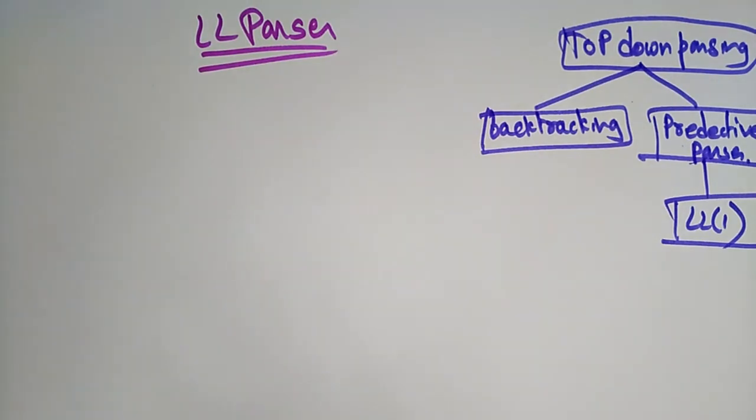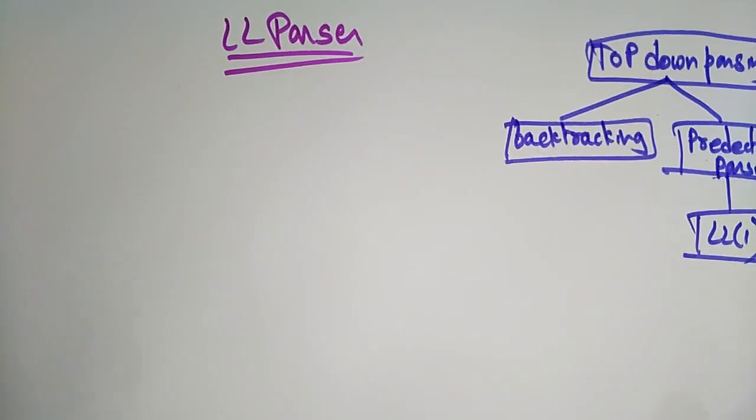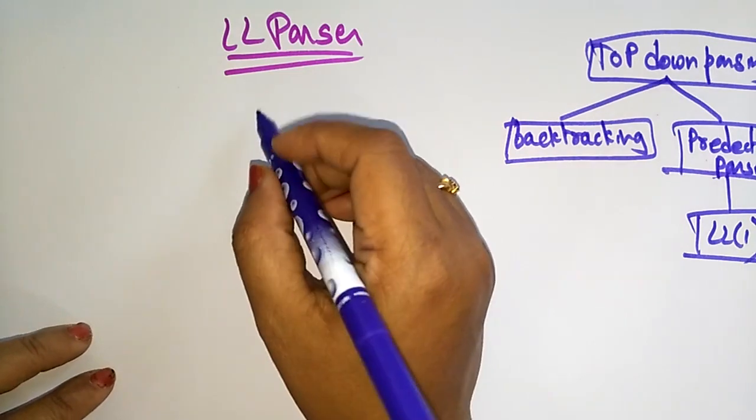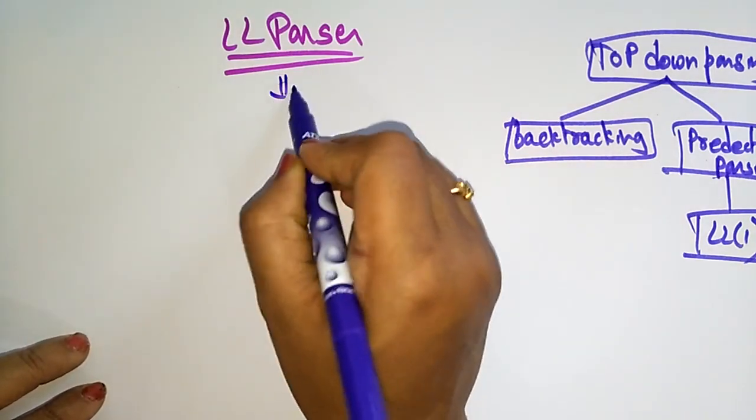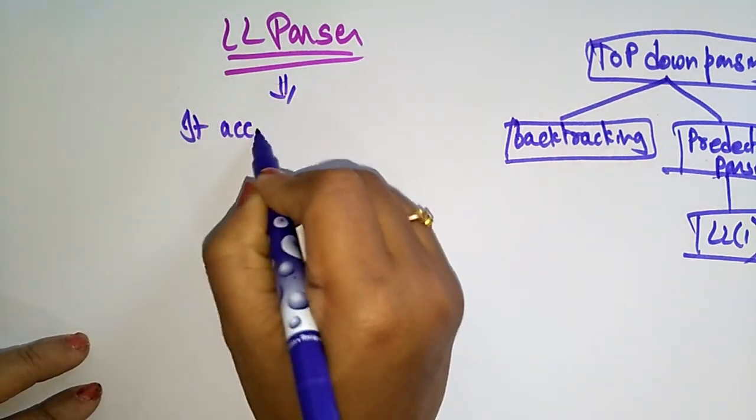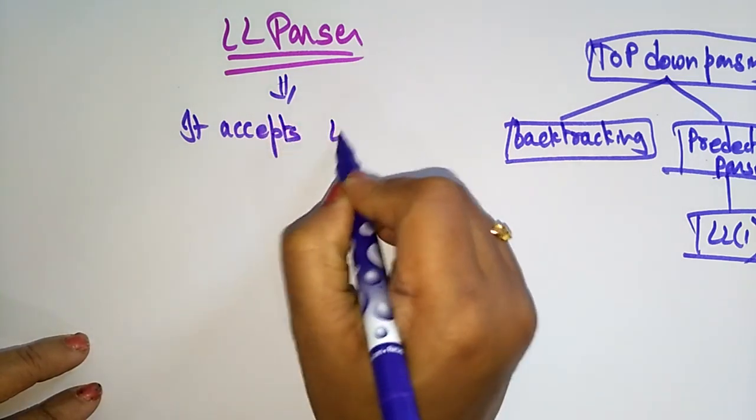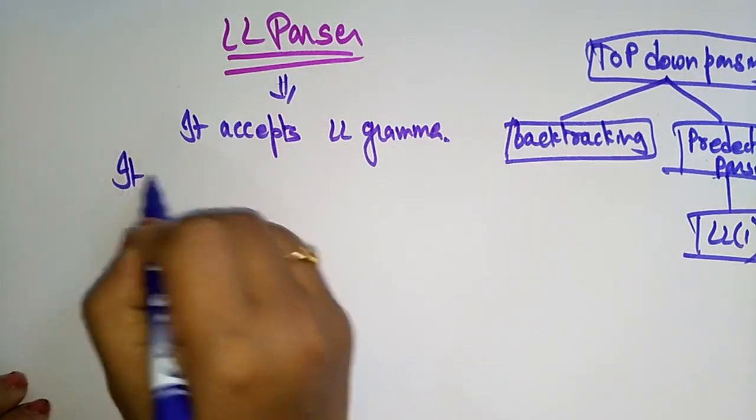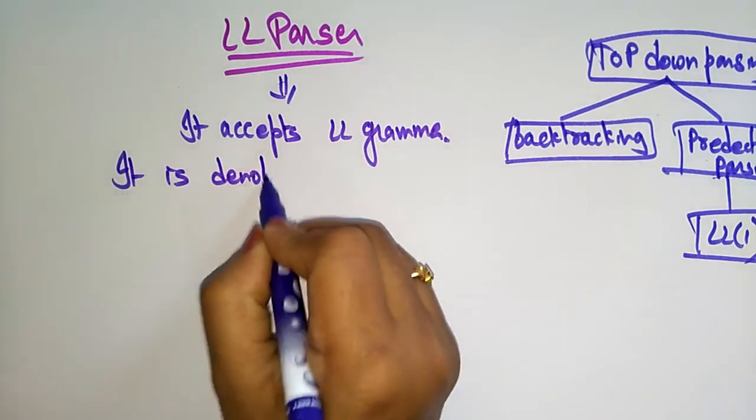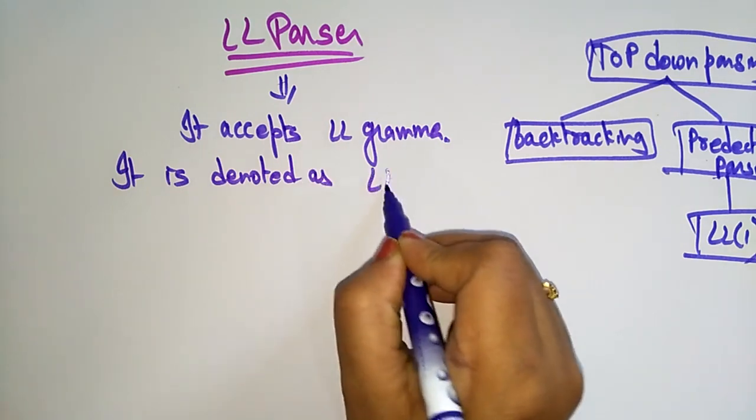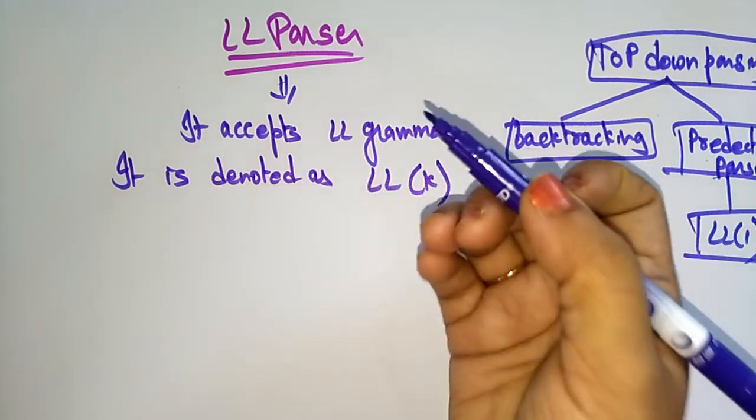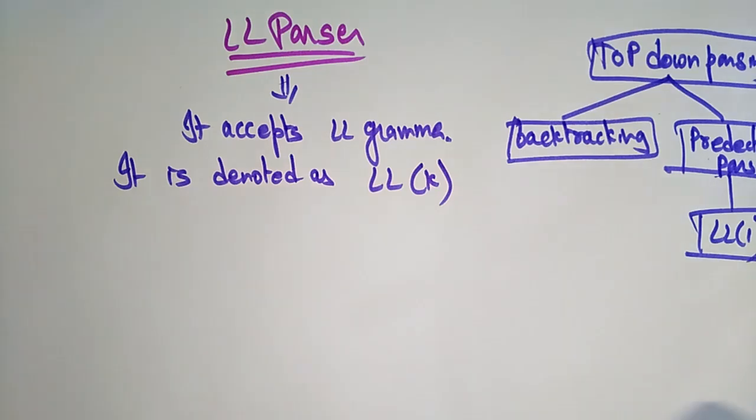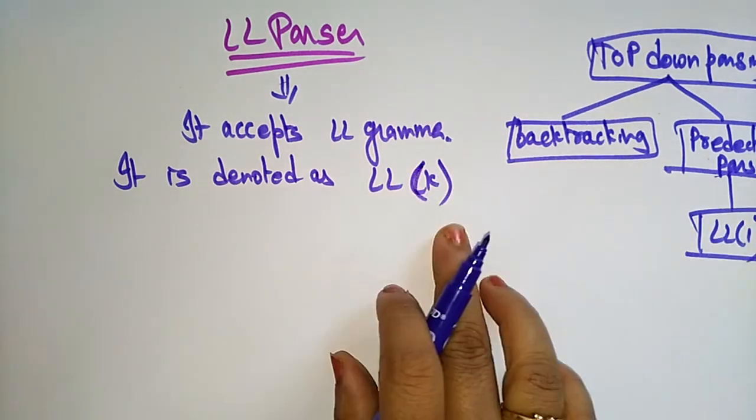Now let's see what this LL parser is. In this video, I'll just give the introduction part of the LL parser. In the next video, I'll take a simple example to solve the LL parser. So the LL parser accepts LL grammar, and it is denoted as LL of K. So LL of 1 or LL of K or LL, all are the same.